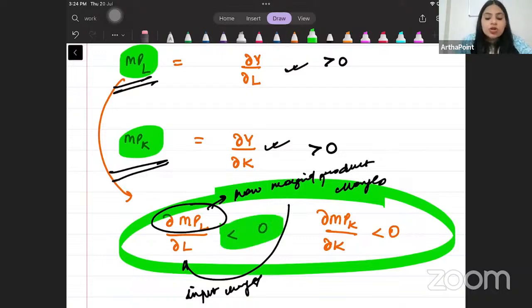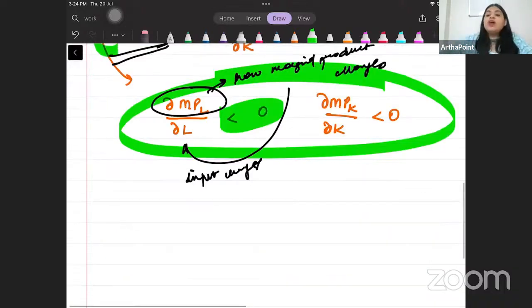Am I clear? Many students only check the sign of the marginal product. It is incorrect. To check whether something is diminishing or not, you have to differentiate it again. The thing you want to check, you have to differentiate it and then check.